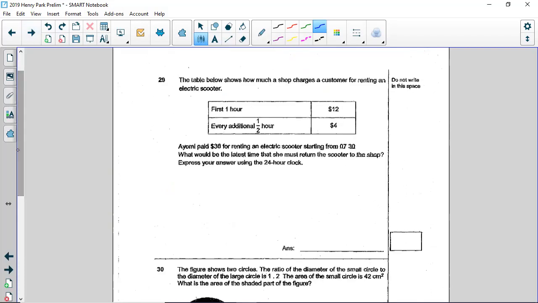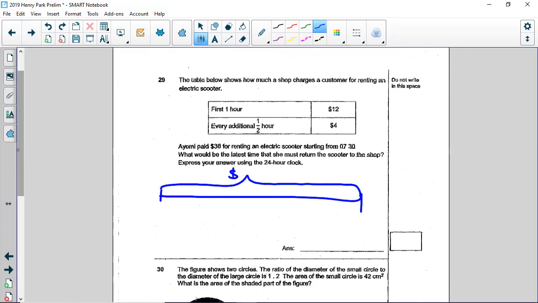Okay, now how about this one? Line method. So you have a line method, and Ayomi paid I think it's $36, right? $36. All right, and from 07:30. I would like to change it to 12-hour clock, so easier to interpret. So 07:30 is what time? There's a 0 in front, so that's morning already. So 7:30 morning. Okay, so what will be the latest time that she must return?